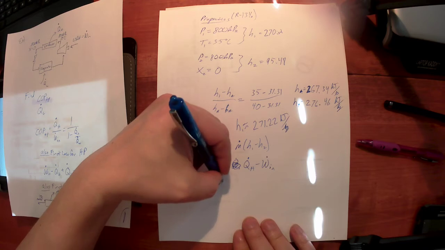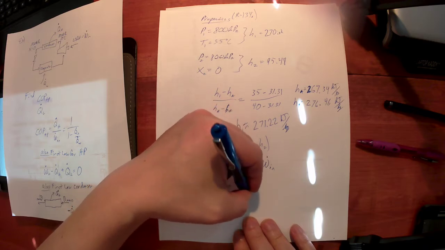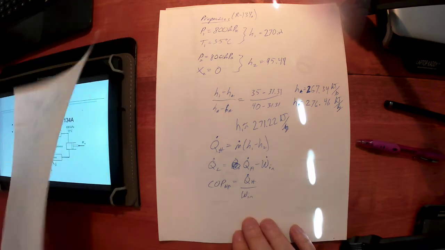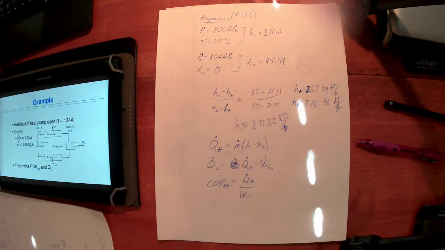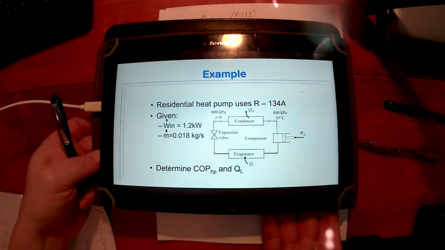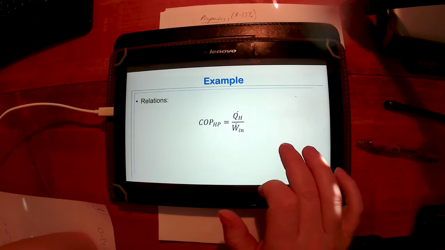And then finally, COP for the heat pump is going to be the Q dot H that we find divided by the work input. Okay? All right. Now I've got the solutions here. So that's how we would get there. Assume you guys can run the calculator on your own time.